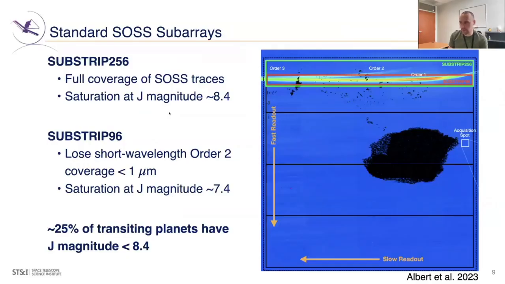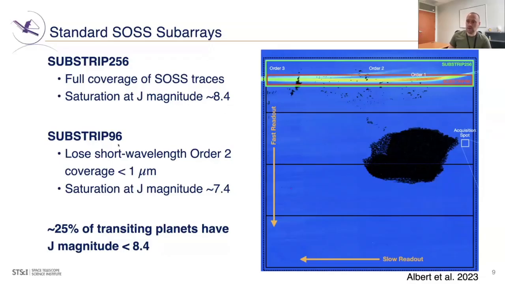Okay, so that's some key features just to get you grounded, and now I'll start digging into the subarrays a bit. So really at the moment there are only 2, well, 3 technically if you include full frame readout, but 2 standard SOSS subarrays. And that's SUBSTRIP256, which is the kind of workhorse.